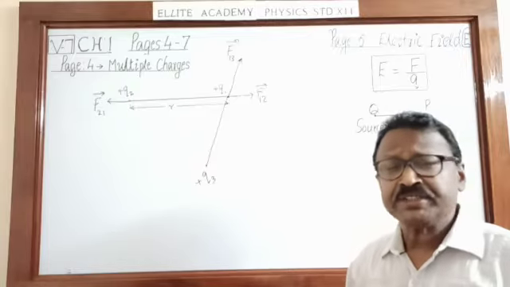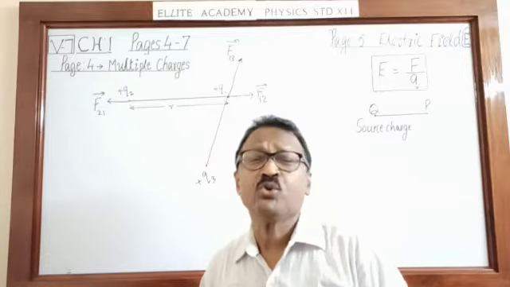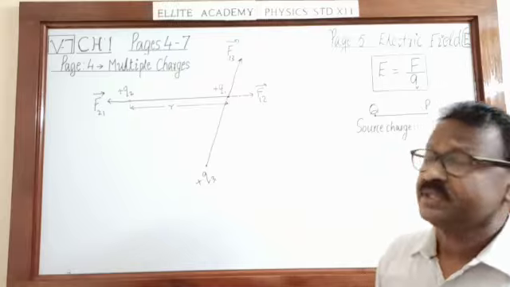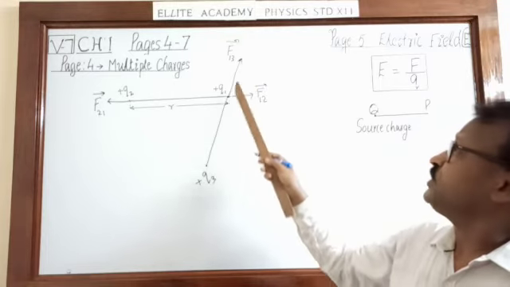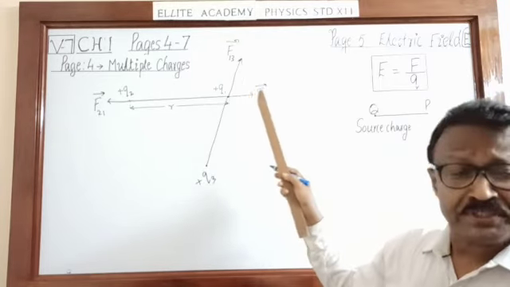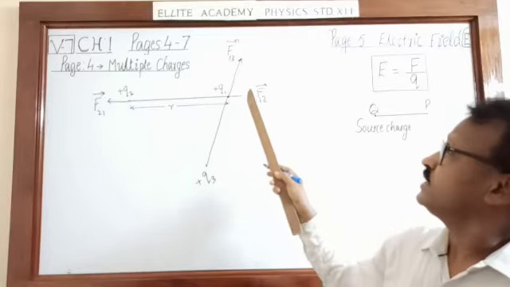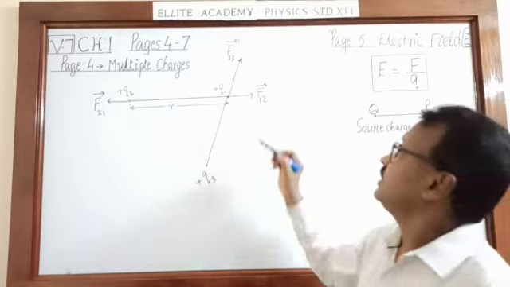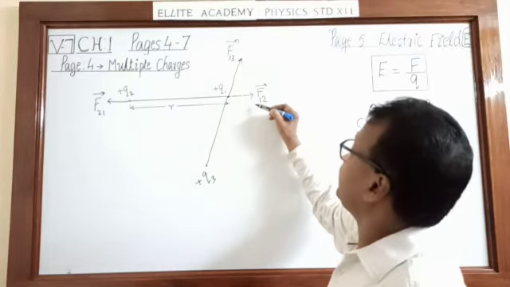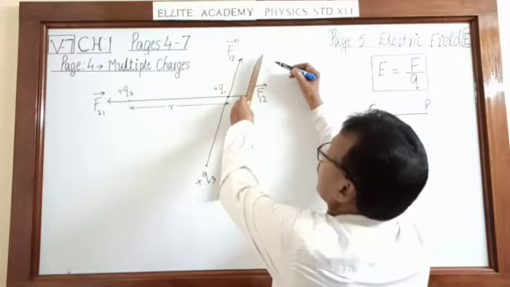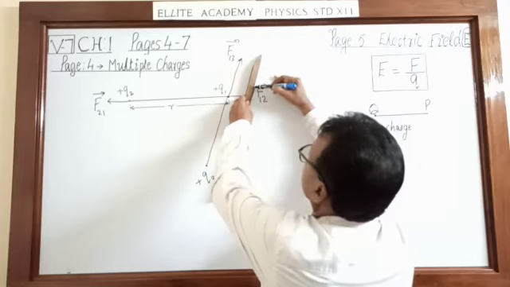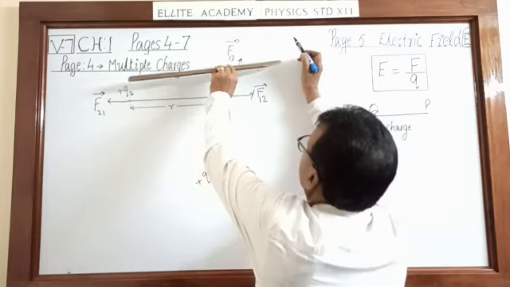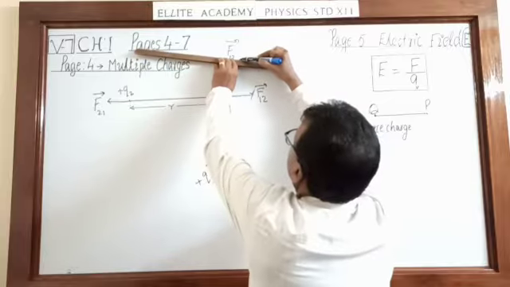We studied in 11th standard the parallelogram law of vector addition. What does it say? If 2 adjacent sides of a parallelogram are represented by 2 vectors, then the diagonal gives us the vector addition. What does it mean? With these as the sides, I complete a parallelogram. I draw parallel to F13. I draw parallel to F12.